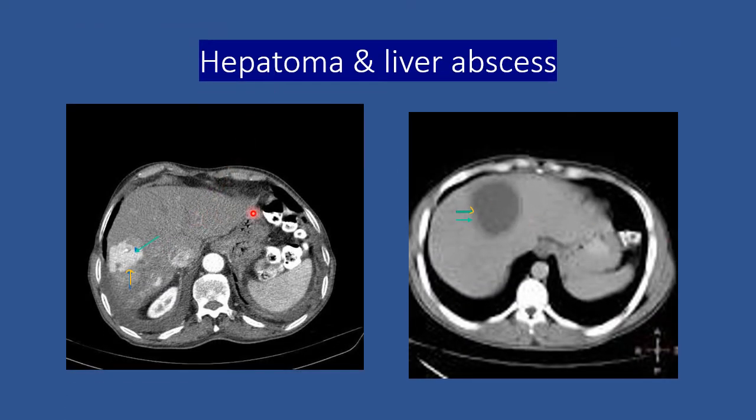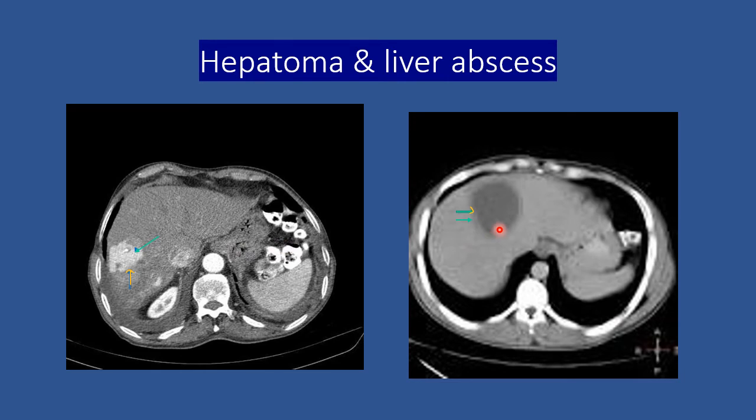A difference between hepatoma and liver abscess on CT scan. On the left, this is a hepatoma. It shows an enhanced lesion, which has irregular margins and is radio-opaque due to increased uptake of the contrast dye that is given.